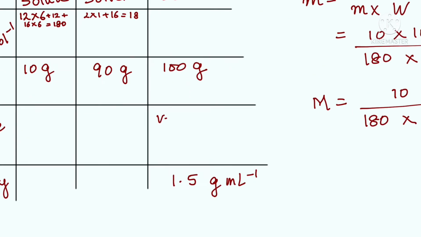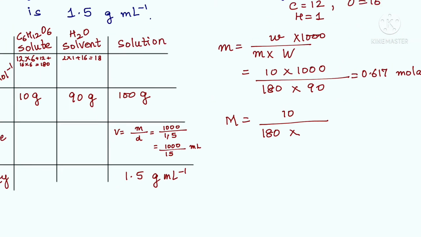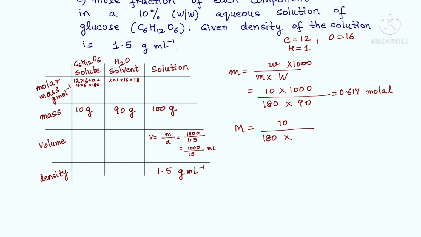So volume is equal to mass divided by density. So 100 grams is the mass of the solution, density is 1.5. I will probably just leave it like this. So that leaves me with 1000 upon 15. And what will be the unit? It will be milliliters, right? But in the formula, we have to put the value of volume in liters, if you remember the formula.